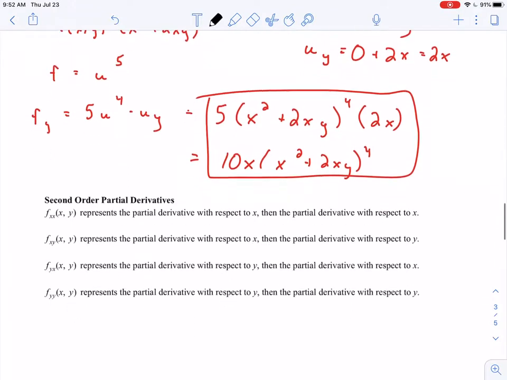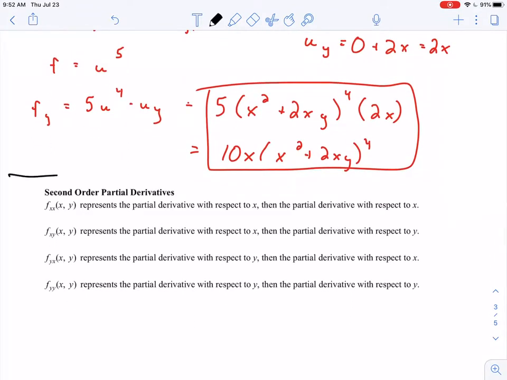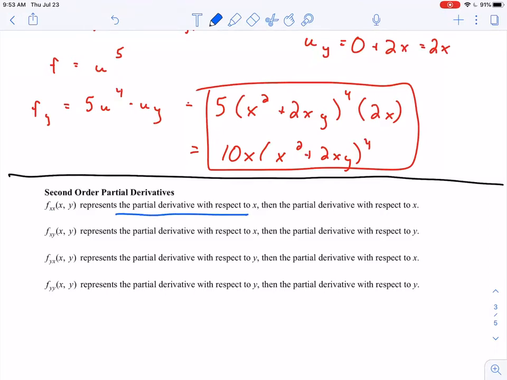Oh boy, now we've got to talk about second order partial derivatives. So there were 2 different first order partial derivatives that we could have. We could have the partial with respect to x, the partial with respect to y. There's 4 second order partial derivatives that we could have here. I could have the partial with respect to x, and then the partial with respect to x again. So this is the partial derivative with respect to x, and then the partial derivative with respect to x.